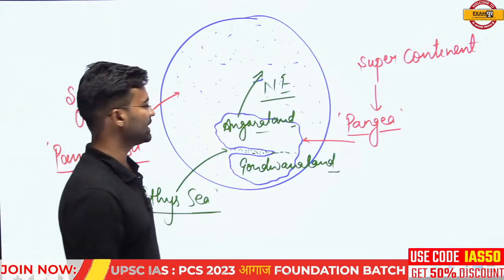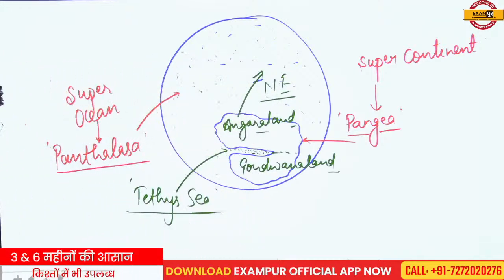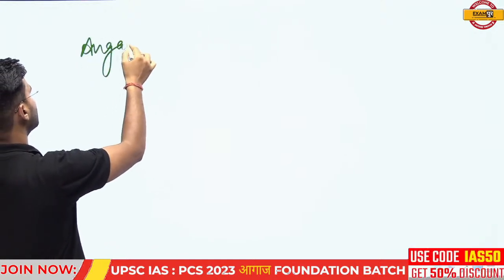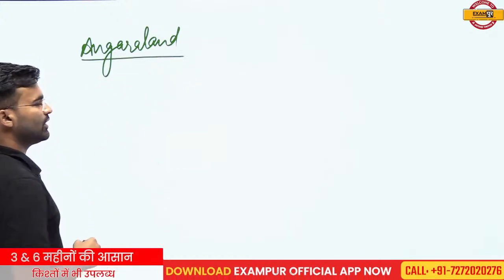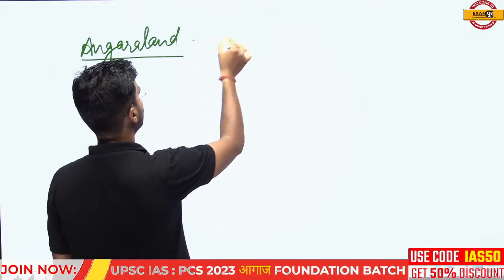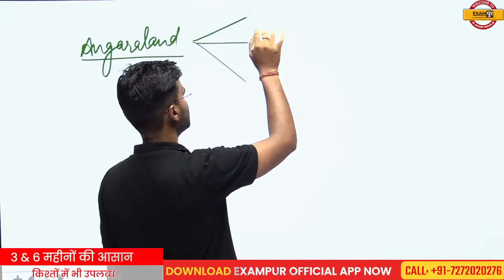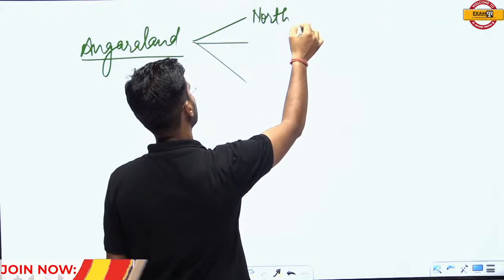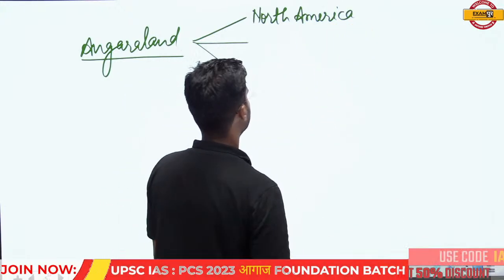Okay, so further, the Angara land is divided. Somewhere it is also called Laurasia. This Angara land fragmented into the northern section of the continents at the present time, that is North America. That means North America is part of the Angara land.